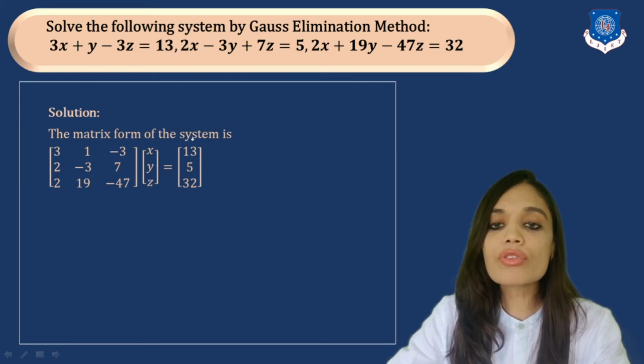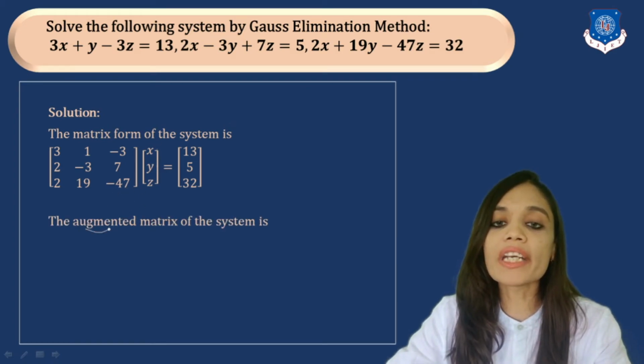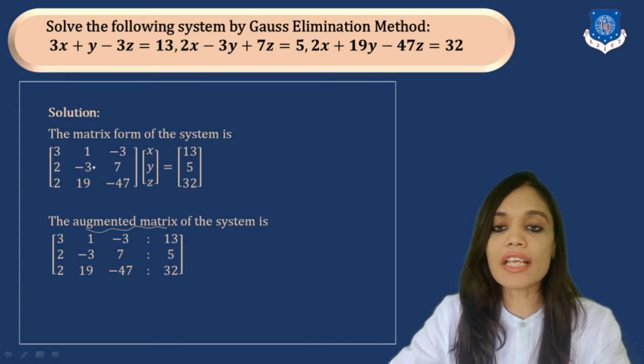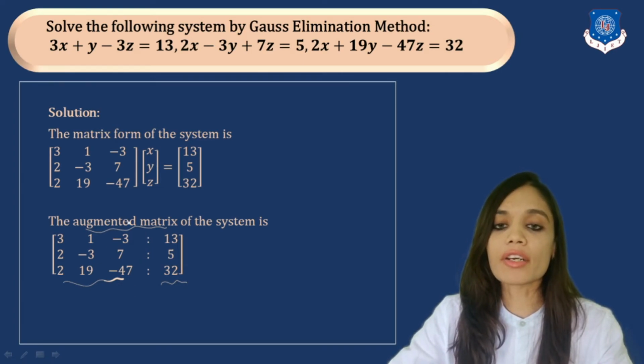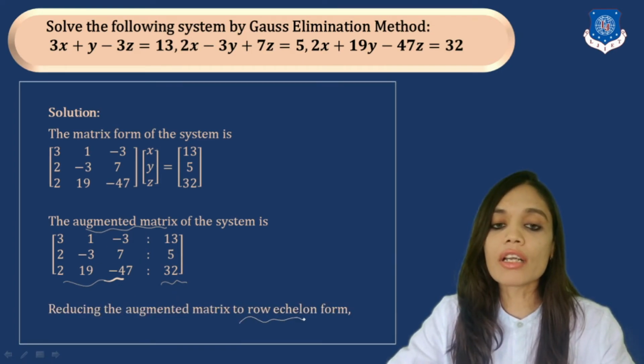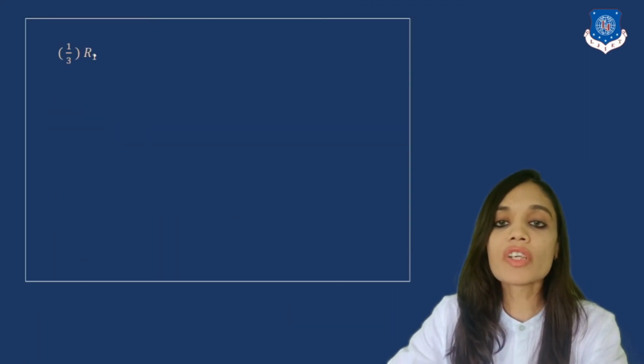Okay, now we'll reduce this system into an augmented matrix, right? So our augmented matrix is written as, write down your matrix A here and matrix B over here. Okay, now we'll reduce this augmented matrix into row echelon form, right? So firstly we need to form a leading one over here. So which row equation will we use? We'll divide the first row by 3.